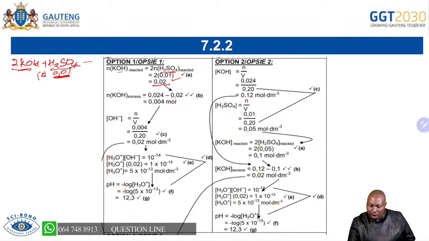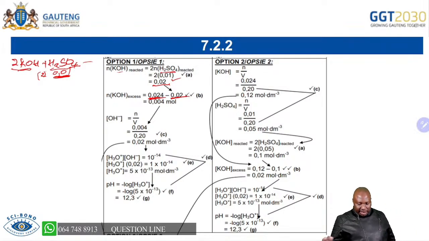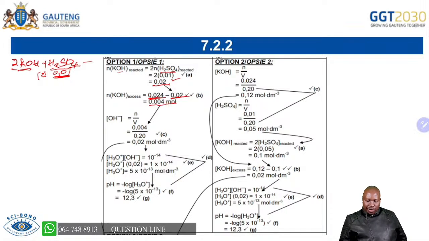And then you are saying now, how much is in excess? Remember, they are saying that we had 0.024 at the end. Then what is in excess is the difference. Now, they used one and the one that we had originally. Originally we had 0.024, and we subtract what reacted, because it has reacted. What is left is the number of moles of KOH now.